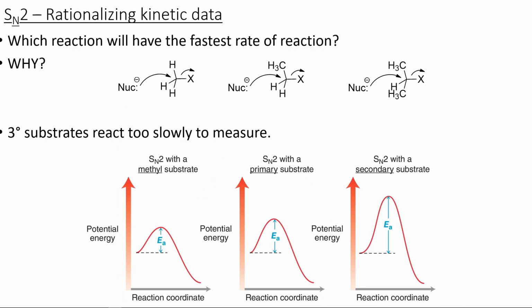Let's take a look at how the substitution of the carbon will affect the rate of the reaction. If we look at the potential energy diagram of an SN2 reaction with a methyl substrate compared to a primary or secondary substrate, we can see that the starting material and the products have the same relative energy. But the potential energy of the activation barrier is much lower with a methyl substrate compared to a primary or secondary substrate.